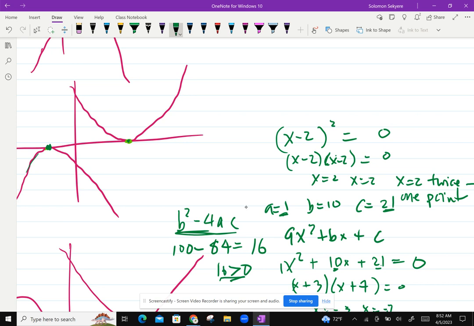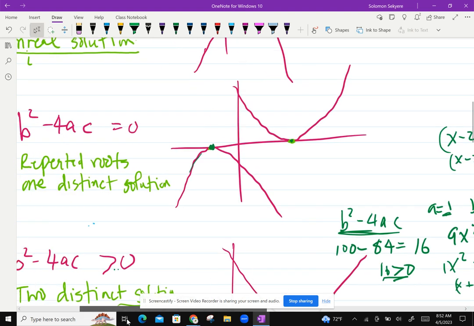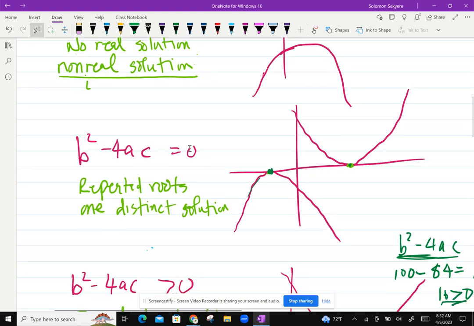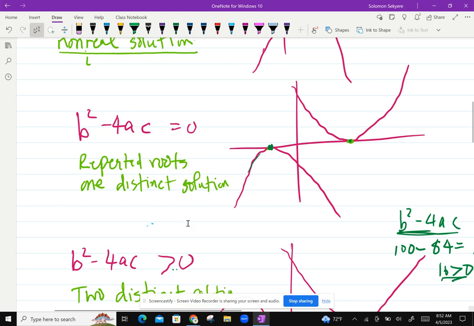For example, if we have x minus 2 all squared equals 0, you take the square root of both sides and get x minus 2 equals 0, which means x equals 2. Only one solution, and it looks like this. So when the discriminant is greater than 0, we get two distinct solutions. When it's equal to 0, it's also called a repeated root.